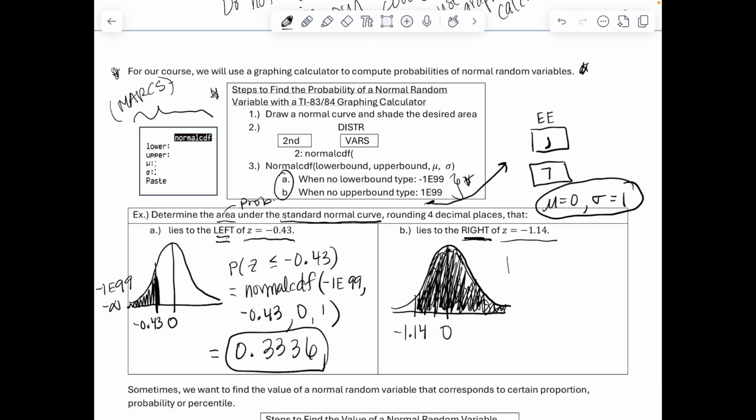And we're asked to find the probability that Z is greater than or equal to negative 1.14. And again, we have to go to normal CDF. The shading starts at negative 1.14 and goes on forever. And forever to the right is positive infinity, but we have to use 1 E99. So we have negative 1.14, comma, 1 E99, comma, the mean, comma, the standard deviation.